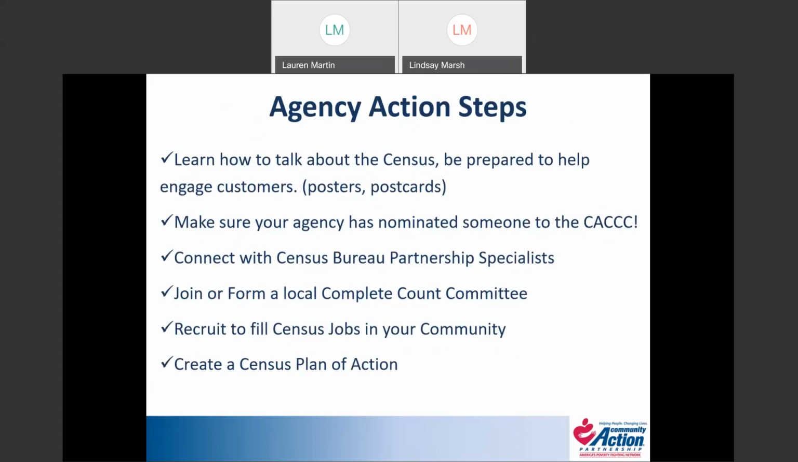Here's a quick recap of action items that you and your agency can do to help our efforts. You've already taken the first step by watching this presentation. The next step is to make sure that you can talk to people about the census and guide them to fill it out. You can also find your local CCC and make sure that someone from your agency has been nominated to the Community Action Complete Count Committee.